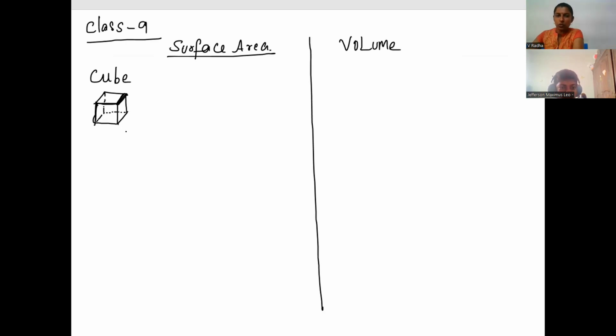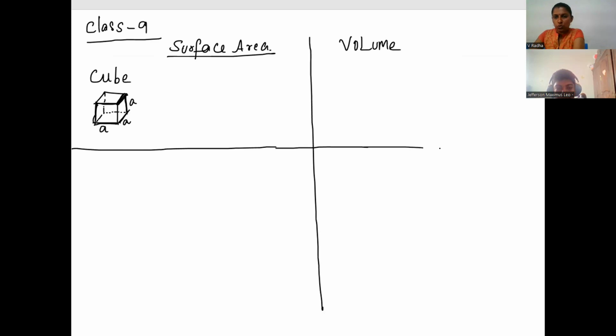Each face looks like a square. So all faces look like a square. So we note that the edge length is a. This is length, this is breadth, and this is height, this also is a. Correct? So now surface area.